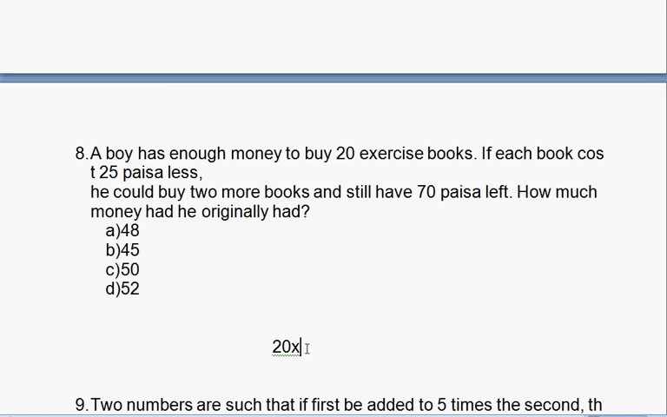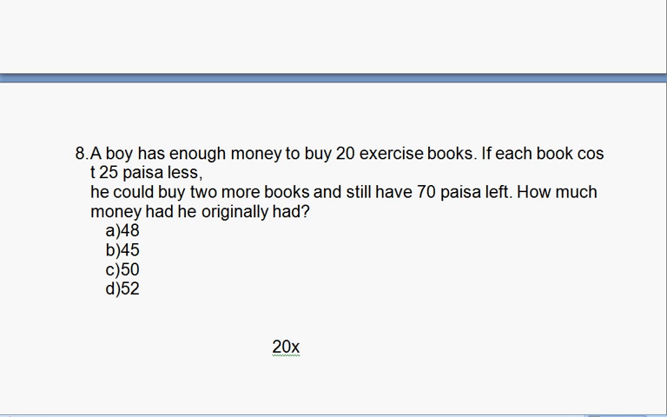Now if each book cost 25 paisa less, he could have bought two more books, which means he could have bought 22 into x minus 25, right, and still would have 70 paisa left, right? So this is the total money. But total money is the same in both cases, so this has to be equal to this, right? So we just put an equal to sign.